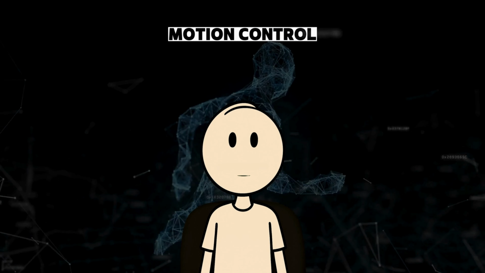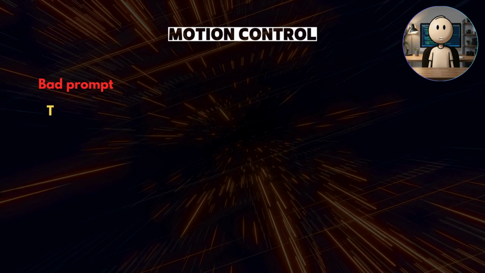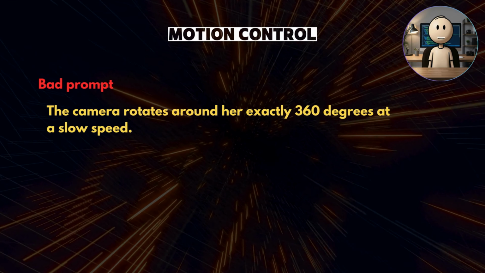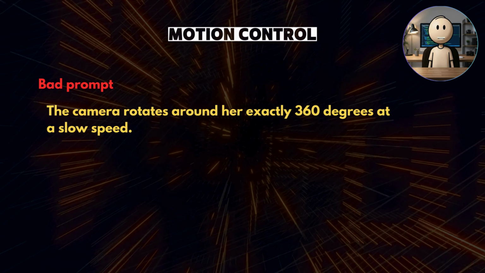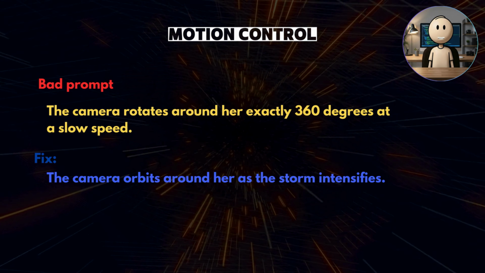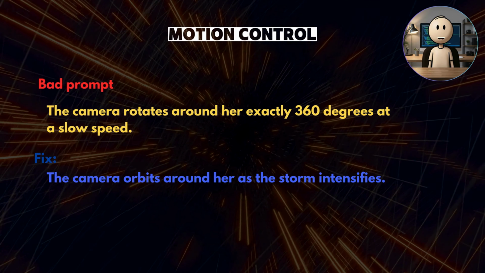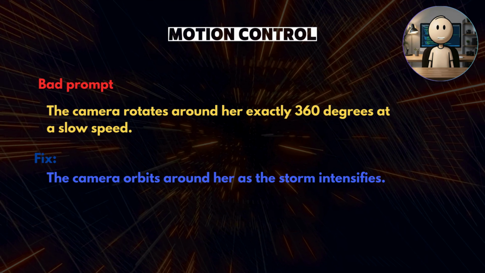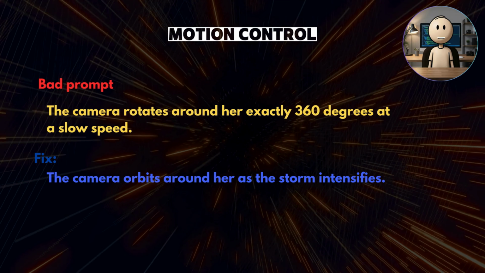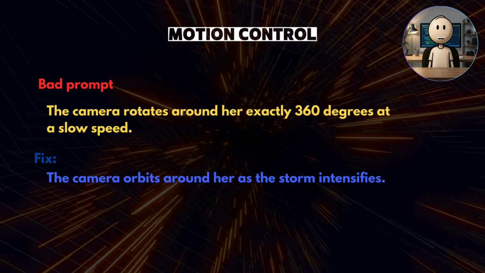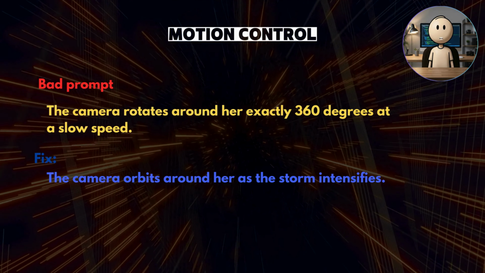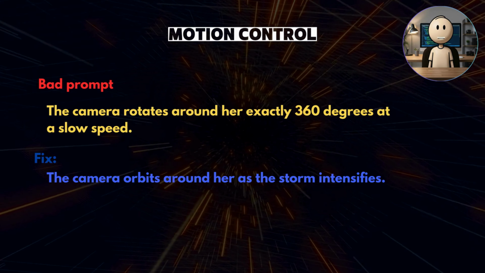Let me show you. Bad prompt. The camera rotates around her exactly 360 degrees at a slow speed. This forces Sora 2 into a rigid shot it can't interpret naturally. Fix. The camera orbits around her as the storm intensifies. That one sentence tells Sora the type of movement, emotional purpose, direction of energy in the scene, and the timing based on the action happening. Sora 2 fills in the lens, angle, radius, speed, because that's part of the 80% it's already trained to do better than most humans.